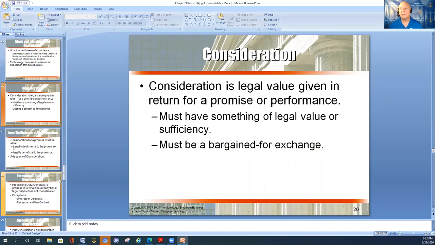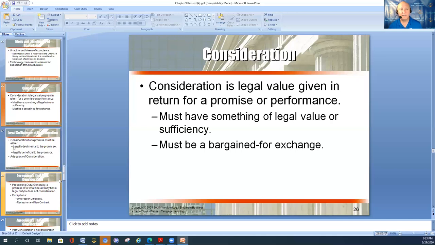What is that something of value? Well, almost anything. There's an old case that just about every law school student learns in contract law, where the judge says, upholding a contract, that even a mere peppercorn can be sufficient consideration to support a contract. And what the judge was saying is, look, doesn't take much, just something of value. The judge is saying, I'm not here to see if this is a fair deal.